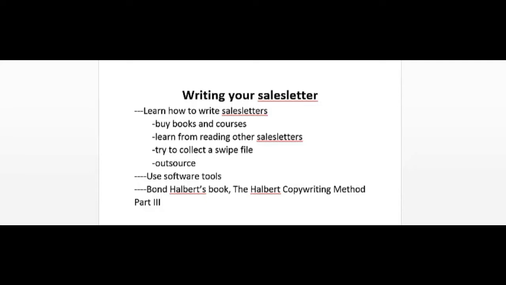And for that, I recommend you buy this book on Amazon. It's a book by Bond Halbert, and the title of the book is The Halbert Copywriting Method Part 3. Bond Halbert is the son of the great copywriting master Gary Halbert. The Halbert Copywriting Method Part 3 teaches you how to edit a rough draft of a sales letter. So this is great for editing sales letters that are created by these sales letter software tools. It teaches you how to smooth it out and make it more appealing.